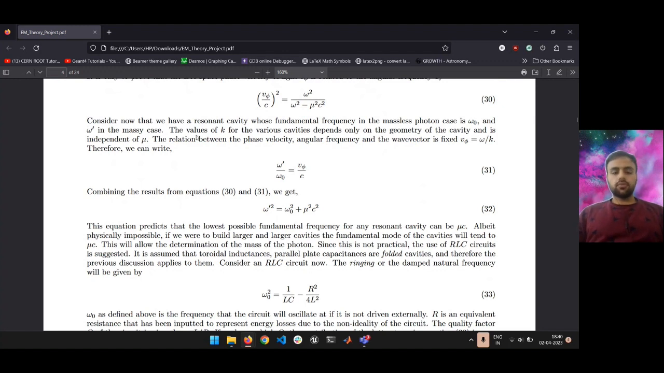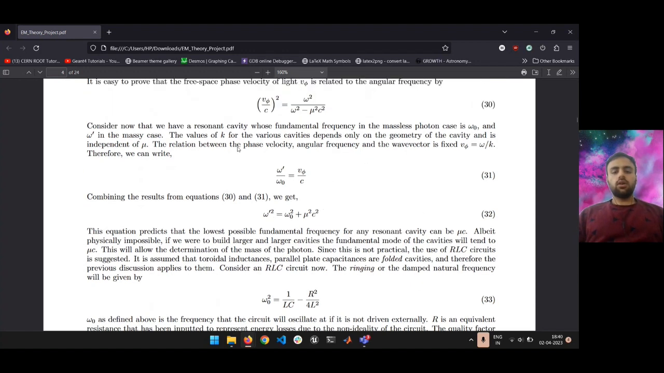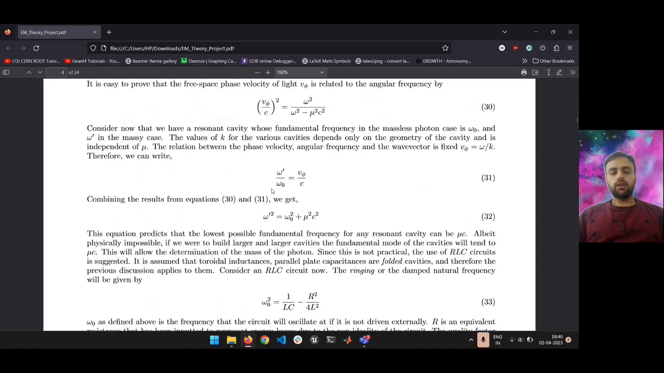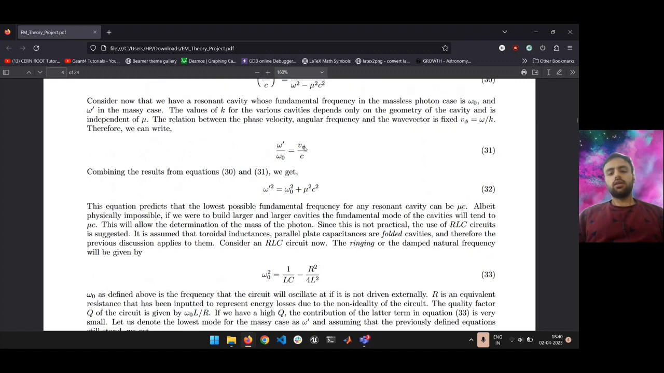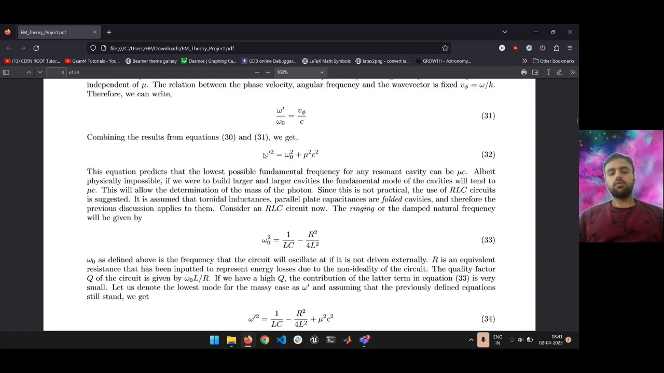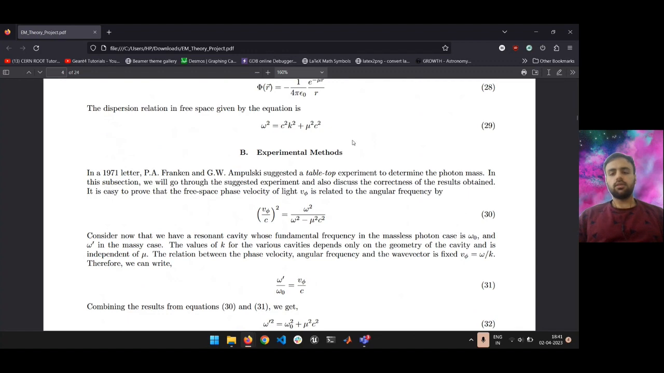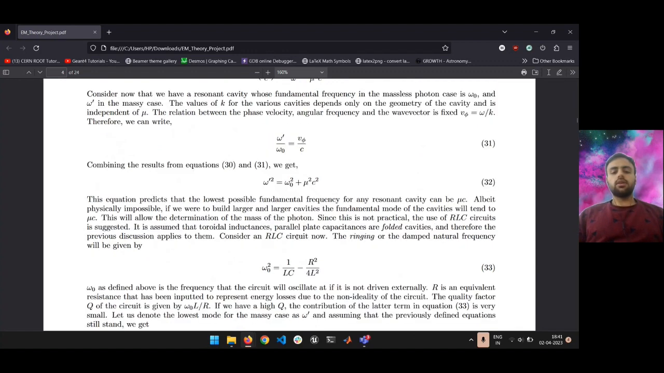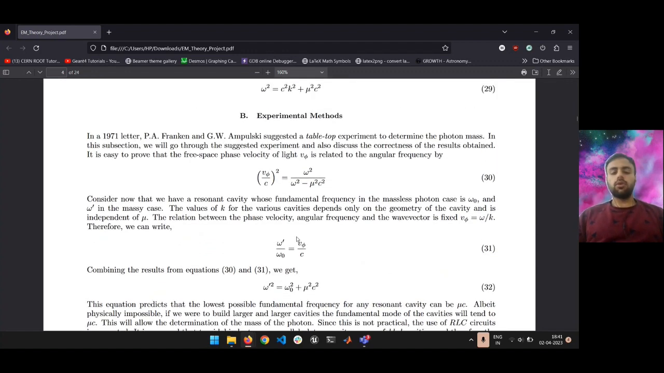And what they also say, which also seems true, is that the value of k, the wave vector for the various resonance frequencies, will actually just depend on the geometry of the cavity, and this seems very logical. So it doesn't really matter what mu, the mass of the photon, we assume. So assuming this to be true, this is the relationship which we find between the phase velocity of light in the massive case and the different frequencies. And combining equations 30 and 31, this is the dispersion relationship which we obtain, and this looks exactly the same as the one before, just replacing ck with omega naught.